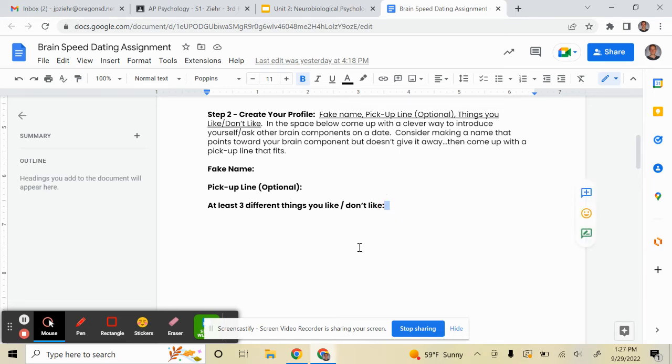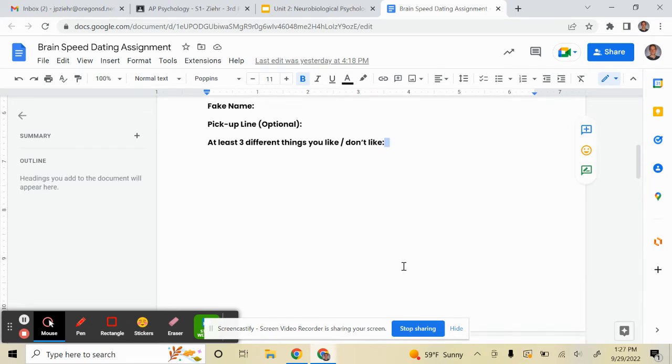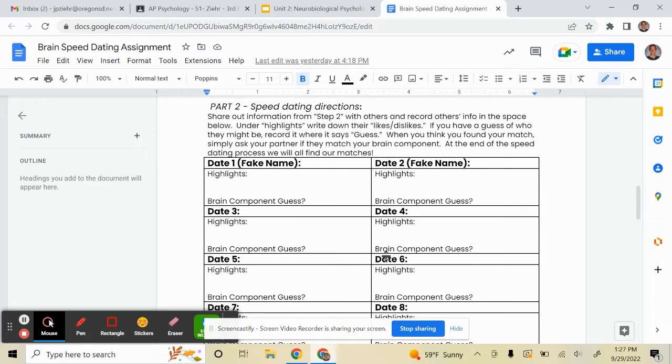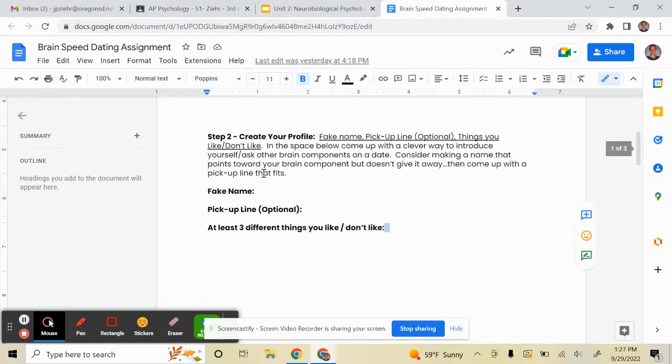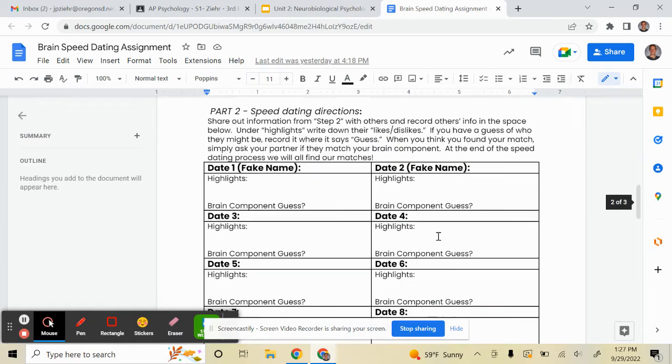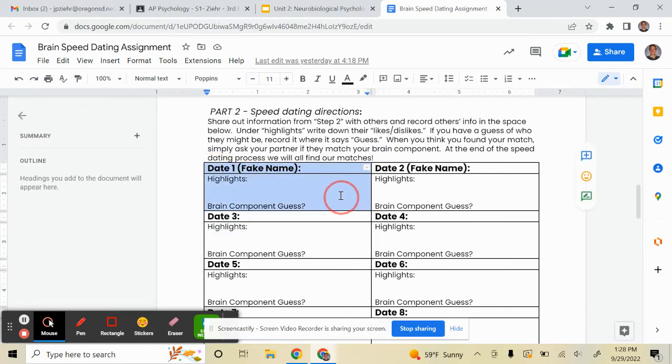And then the 3 things that you wrote down that you like or dislike. So if I was you, I would be standing up here in a moment, making eye contact with somebody across the room and heading over to them to share my information from step 2. As I share my information, my partner is going to be writing down information in the date number 1 spot.